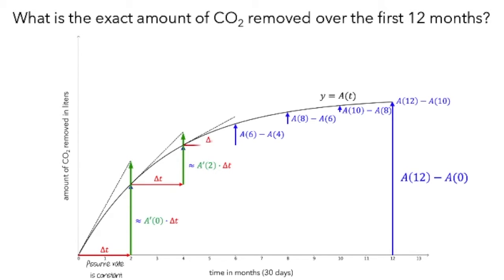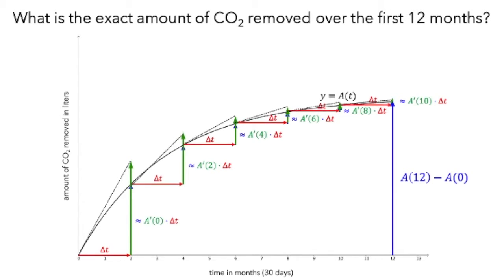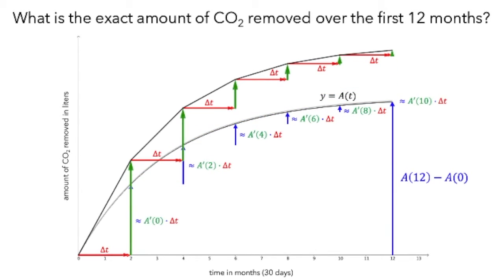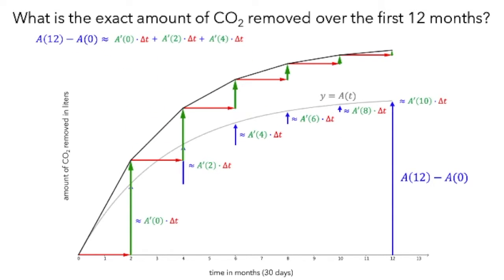We can compute this product for every 2 month interval between 0 and 12 months. And we can combine these approximations to get an approximation of the total amount of CO2 that is removed. So the exact amount of CO2 removed over the first 12 months can be approximated by the sum of the change in the amount of CO2 removed over successive 2 month intervals from 0 to 12 months.